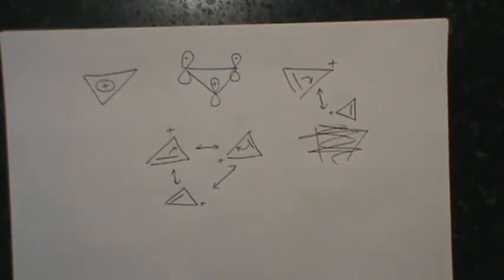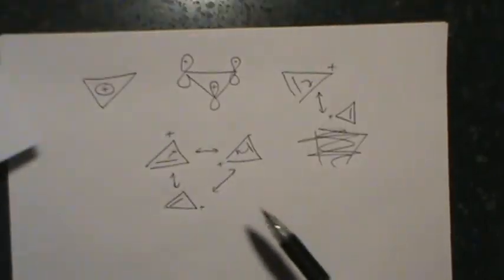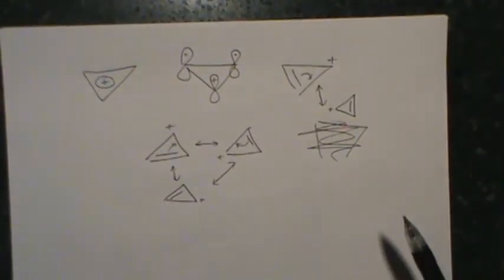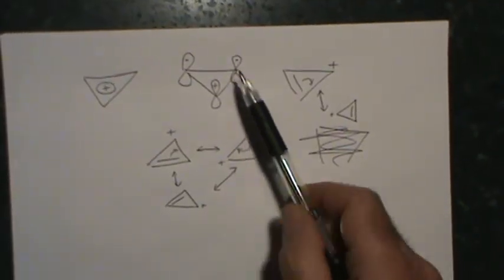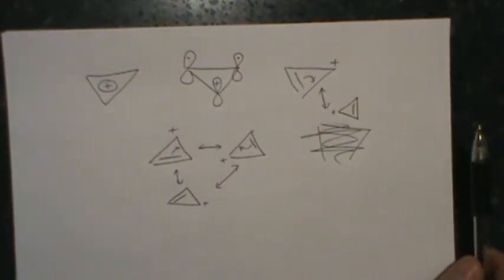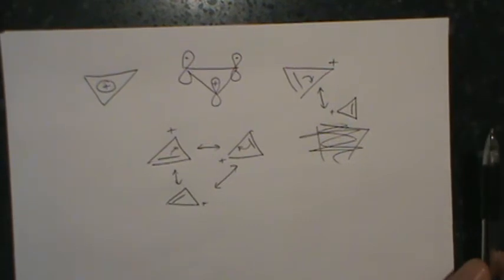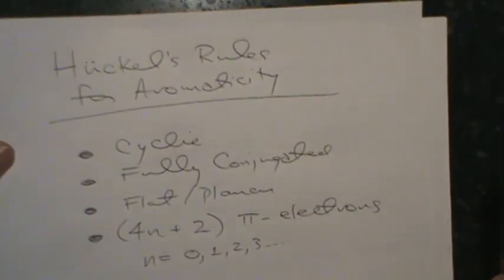Let's figure out whether or not it is aromatic according to Huckel's rules for aromaticity. Well, is it cyclic? Yeah, okay, it's cyclic. No big deal, it's a three-membered ring. Is it fully conjugated? It is. Every carbon atom around the ring has an atomic 2p orbital associated with it. That's our definition of fully conjugated.